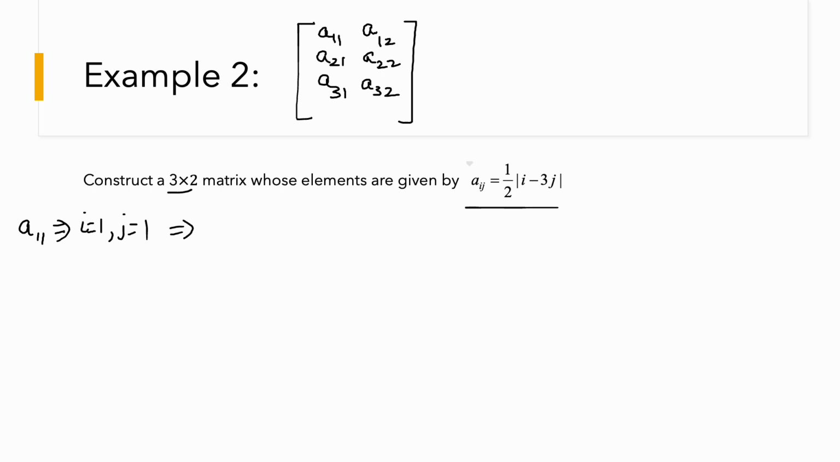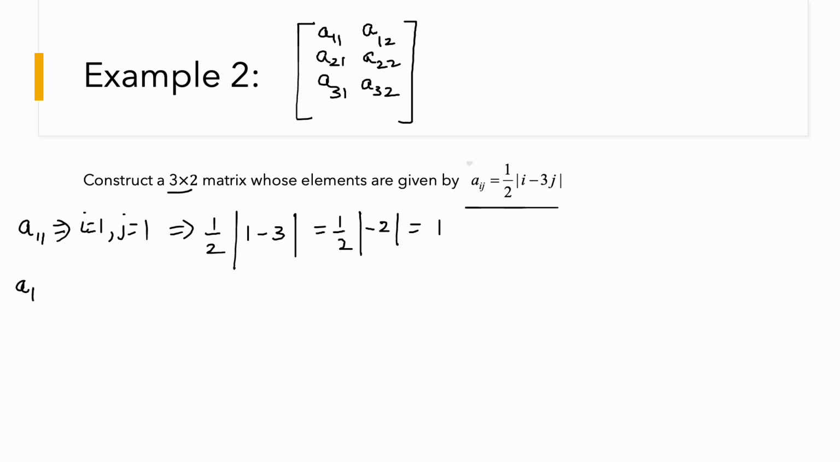So this is going to be what? Half mod of 1 minus 3, right? Which is what? Half of 1 minus 3 is mod of minus 2. Mod of minus 2 is 2 only. So the first element is going to be 1, right?